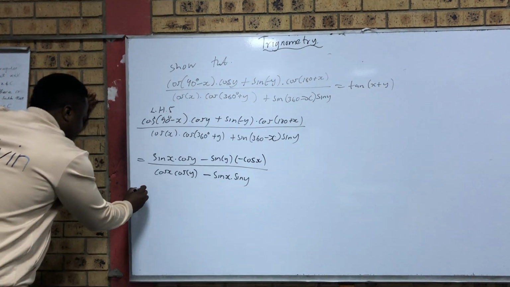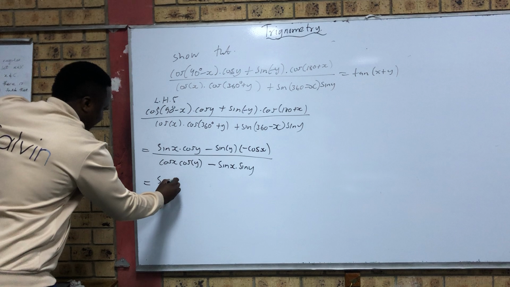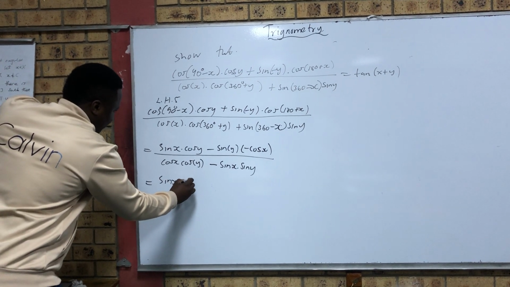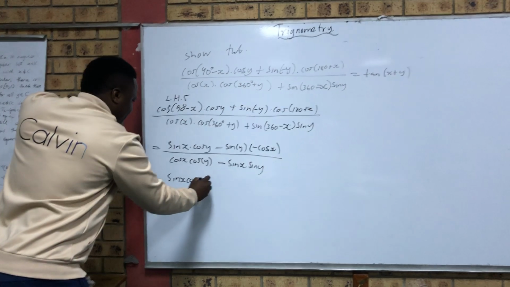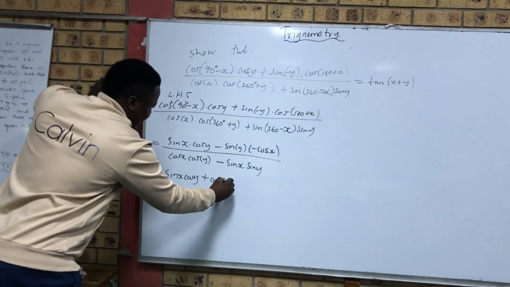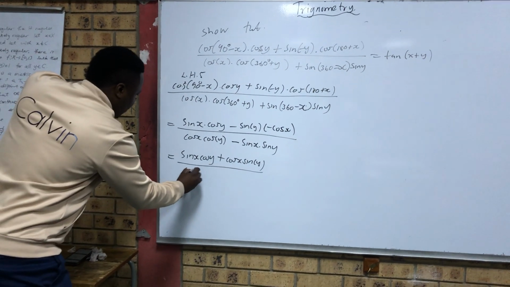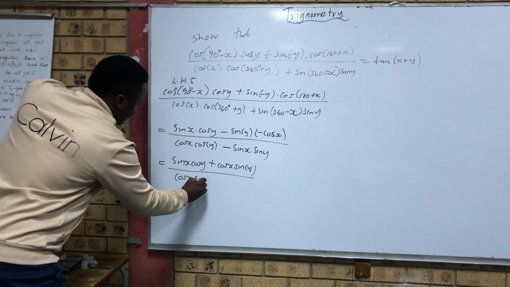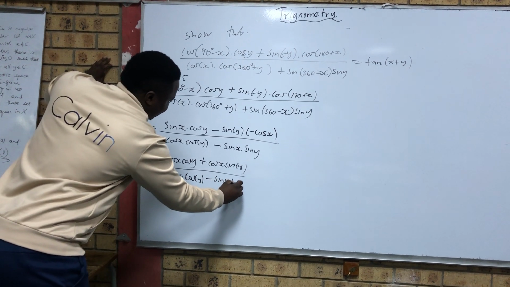Then from there, let's simplify this. Simplifying this, we will have sine x cos y. Negative and negative will give you positive, and then times sine y. And then here you have cos y, cos minus sine x, then sine y.